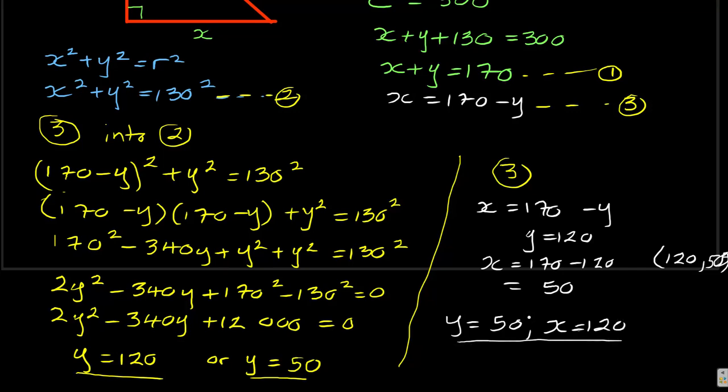But now the question never specified which one is which. Let me check again. The question says the hypotenuse of a right angle triangle is 130 millimeters long, and the circumference is 300 millimeters. Calculate the length of the two other sides. So they never specified whether the height is longer than the breadth. So here you can just write your answers and say the height is 120 millimeters, which is still fine, and the breadth, your b, is 50 millimeters. Whichever way you come up with it, whether the height or the breadth, what is important is that the two lengths are 120 and 50 millimeters.